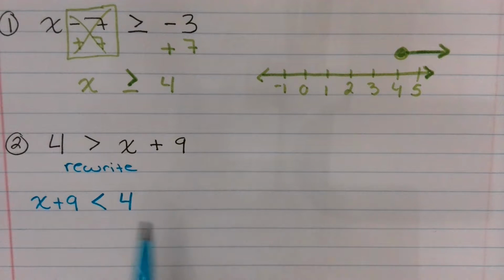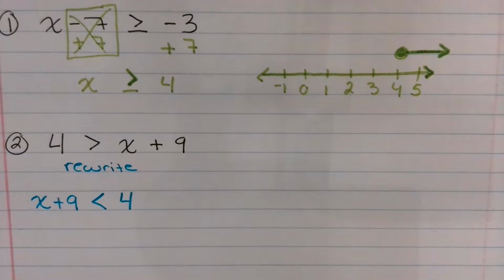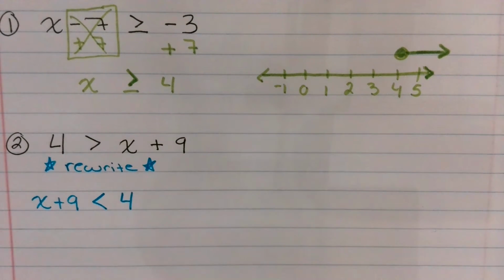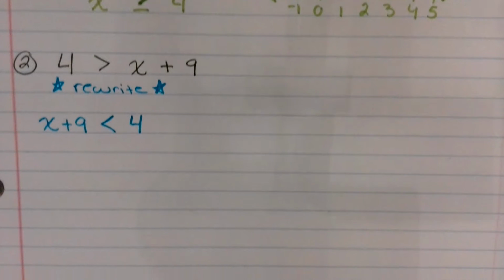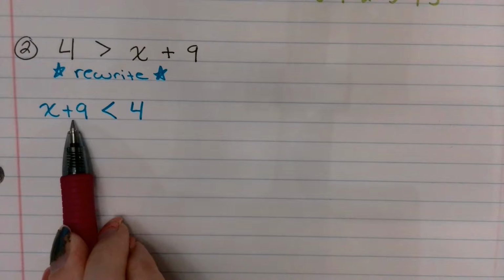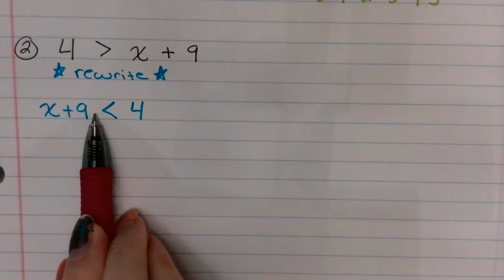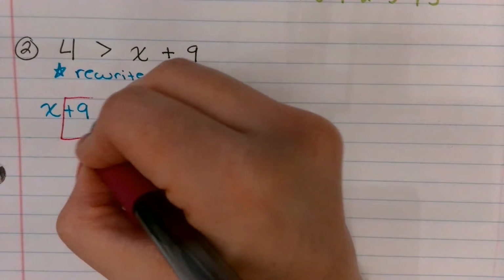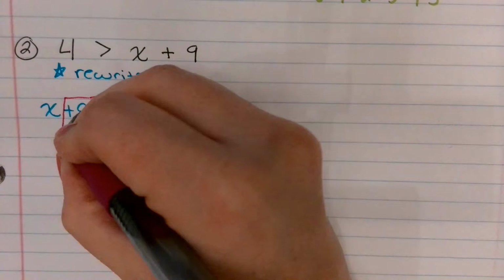If you forget to switch your inequality when you rewrite, you're going to get the problem wrong. So you have to be very careful about that. Put a double star around this, something to remind you that you need to be very careful with your rewrites. Okay, so once you have it rewritten, then you can start solving it. So inverse operation, we see addition right now with x plus 9. So we need to do the inverse or the opposite operation. So instead of adding 9, the opposite is to subtract 9.